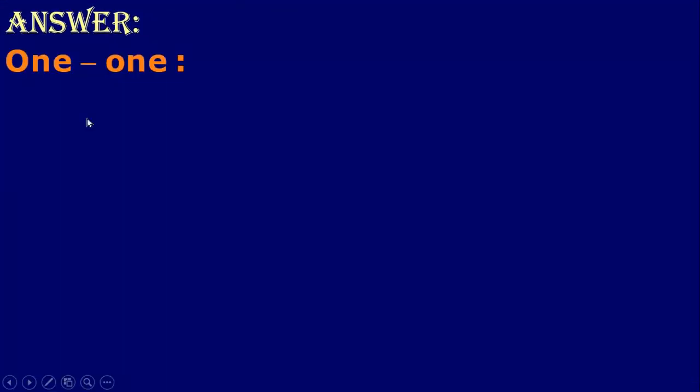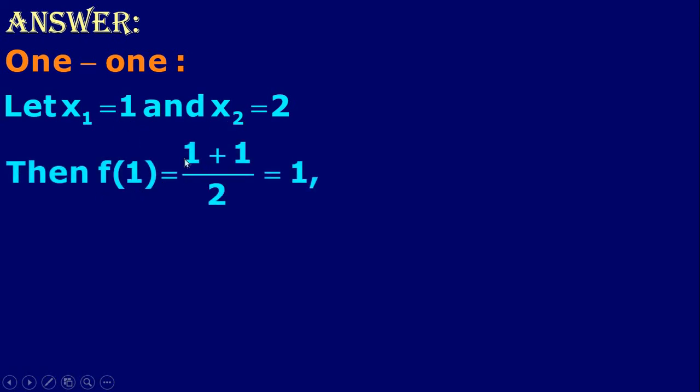Now we verify whether it is a 1-1 function. We take x1 equal to 1 and x2 equal to 2. Here x1 is 1, which is an odd number. So f of 1 is (1 plus 1) divided by 2, which is 1. And x2 is 2, which is even. So when it is an even number, you have to divide directly by 2. So f of 2 is 2 by 2, and it is also 1.